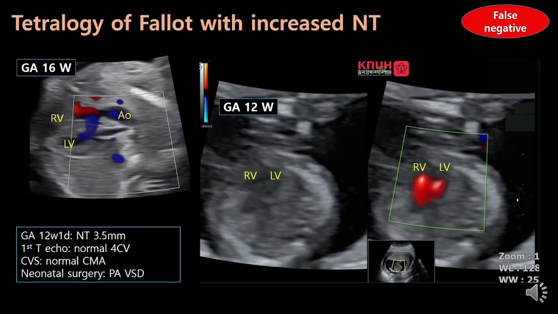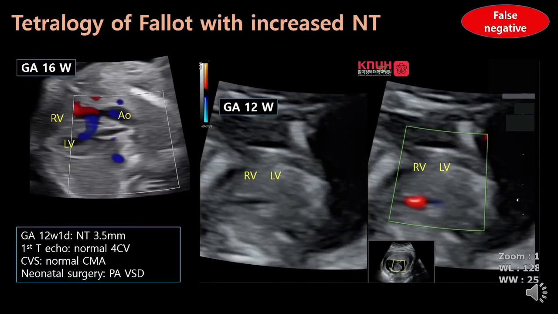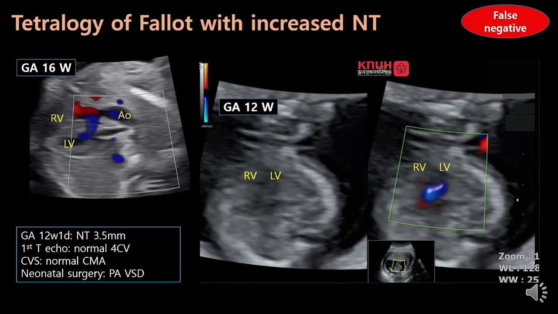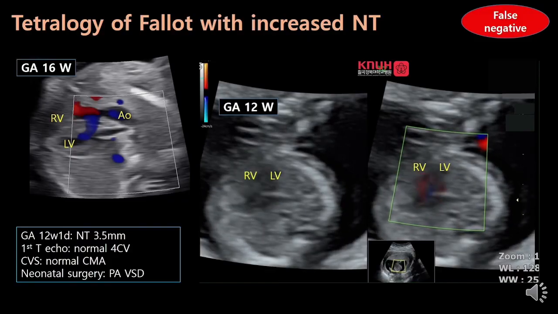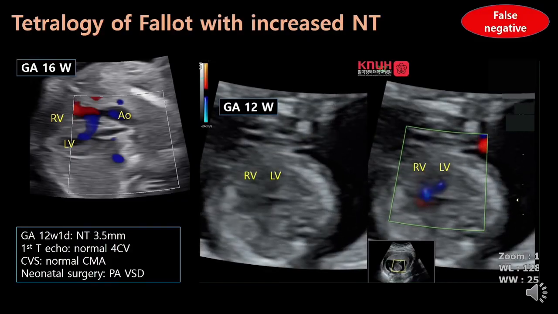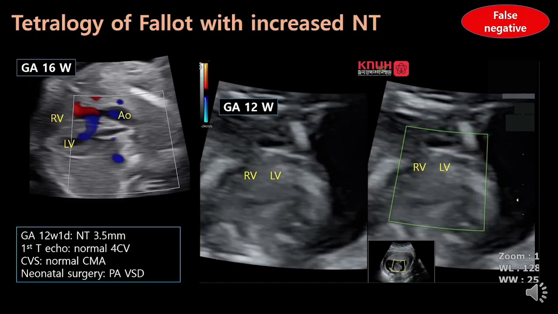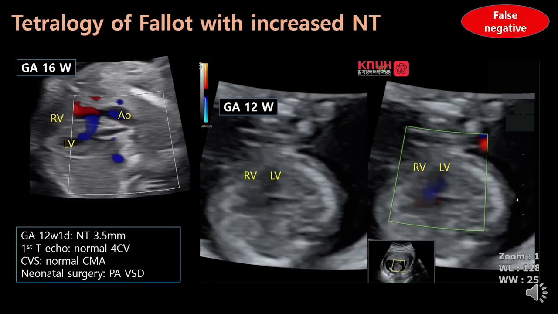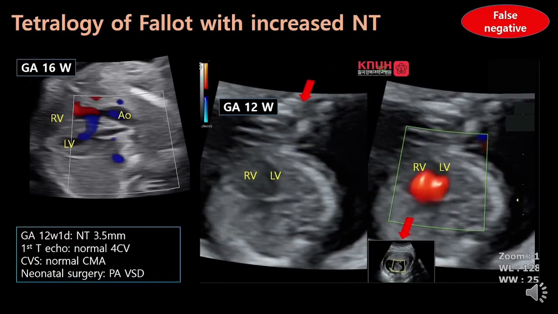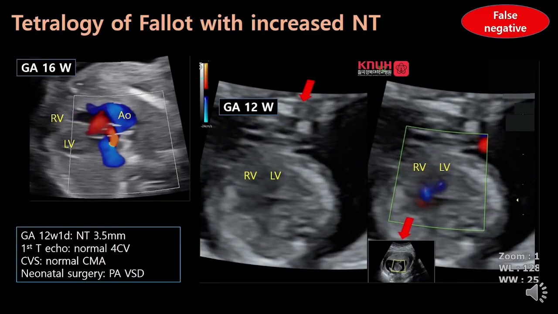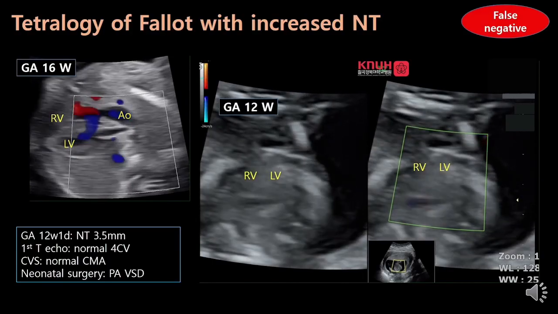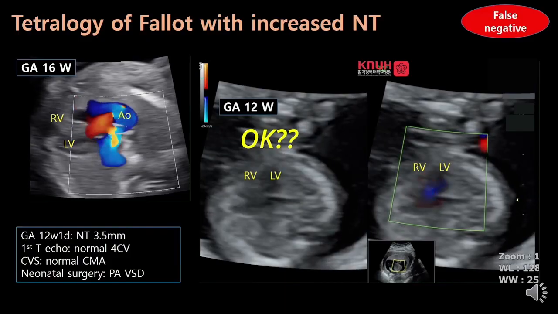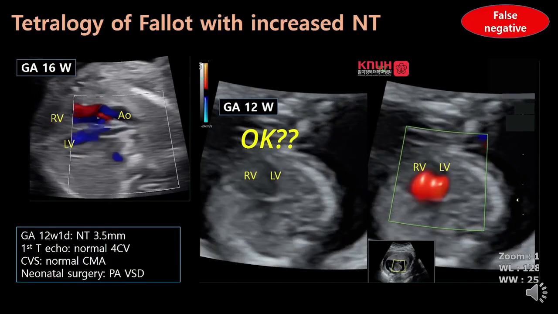The detection rate of conotruncal anomaly is 30 to 40%. Tetralogy is one of the malformations you can detect only sometimes in first trimester. It is easily prone to false positive or false negative. This patient was referred at 12 weeks with thick NT. As you can see, this clip is lousy because of maternal obesity and anterior placenta and fetal extremity. I should have tried transvaginal approach, but I didn't. I told her at least 4-chamber view looks normal and asked her to come back 4 weeks later.